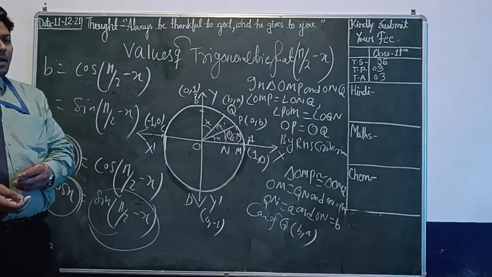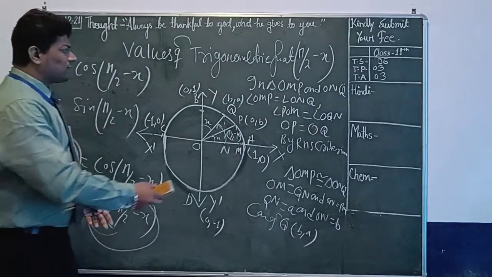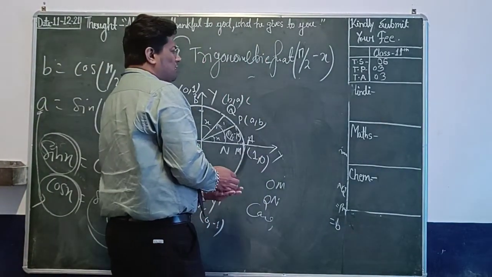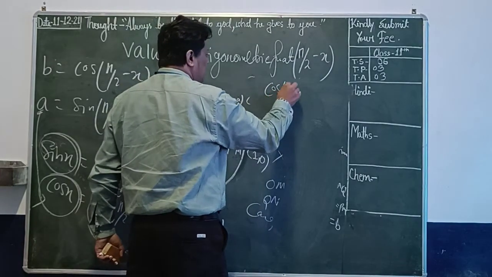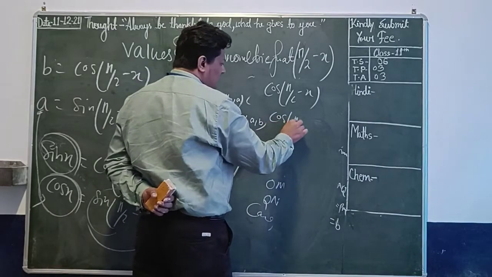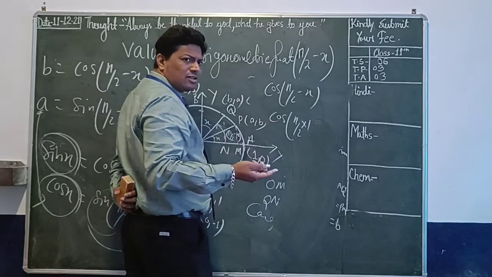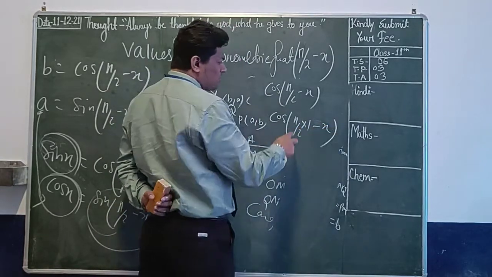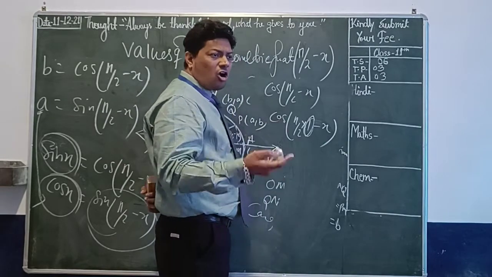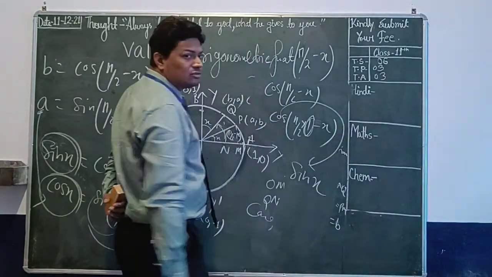The second thing to remember every time: if this type of term is given, such as cos of pi by 2 minus x, listen carefully to what you have to do. We have to take pi by 2 multiplied by 1, every time pi by 2 multiplied by 1, no problem at all. Here this one is odd or even? Odd. If it is odd, cos will change into sin.